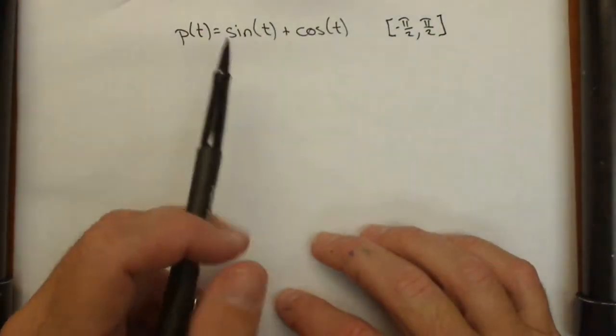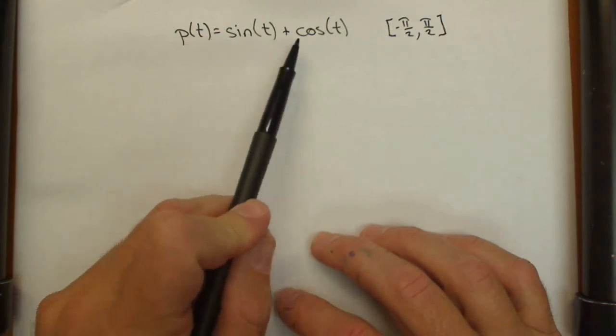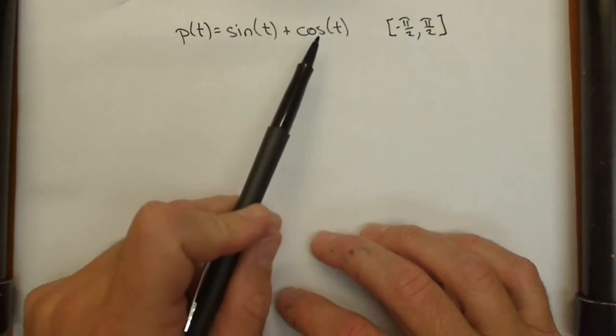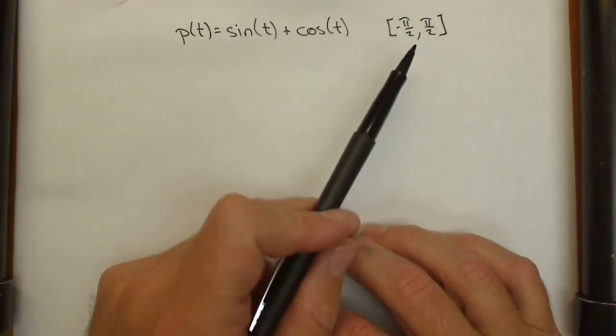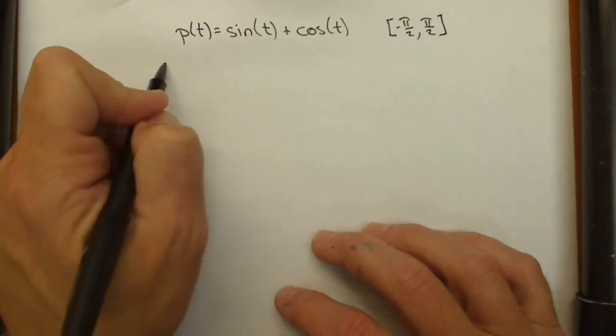In this video, we're going to do an example of the extreme value theorem. Our function is p of t equals sine t plus cosine t, and our interval is negative pi over 2 to pi over 2. We have a continuous function and a closed interval, so the extreme value theorem guarantees us an absolute or global max and min.